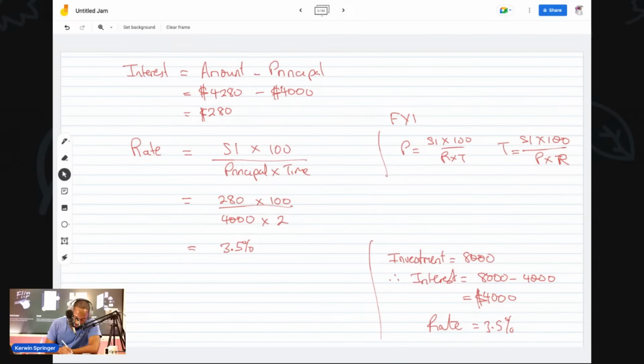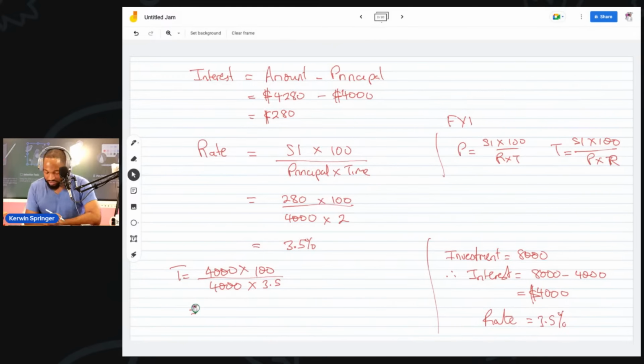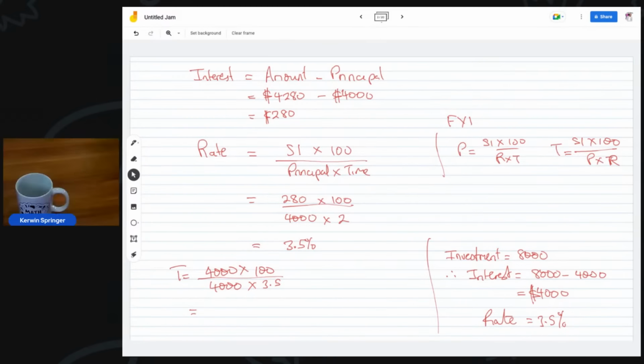So time is simple interest times 100 over P by R. We're on page 2 right now, right? So the interest is not 280 now, it's just 4,000. That's a lot of time this is going to take. Times 100 over 4,000 times rate 3.5. Put that in the calculator and tell me if you get 28.57.